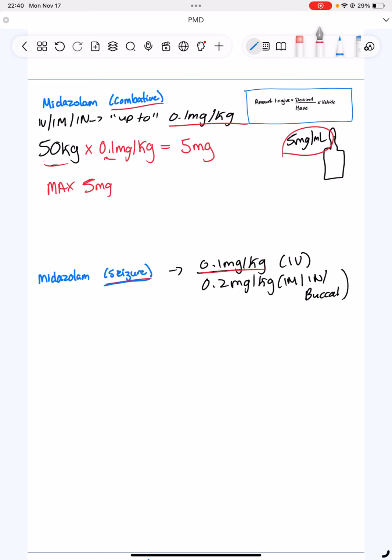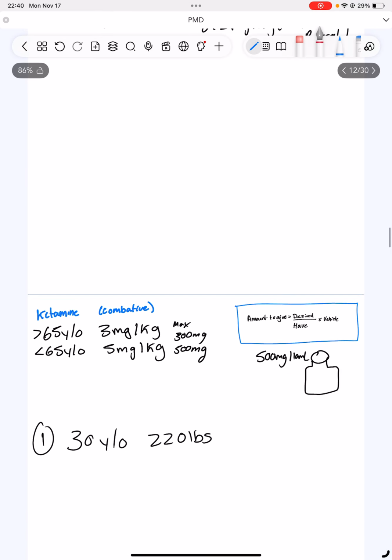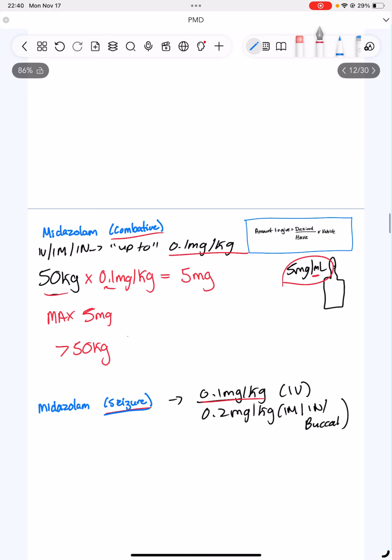Not only is this the amount it comes in because it's only in 1 milliliter, but we can make the rule here that for greater than 50 kilograms, so that's only like 110 pounds, if above that, they're just going to get the max, which is just 0.5.